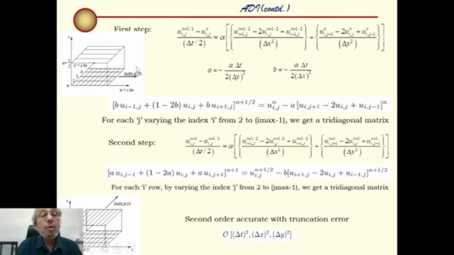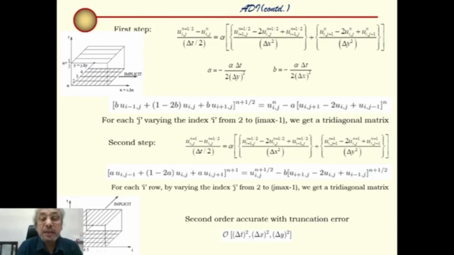So for going from n to n plus half, we made the I direction implicit, and for going from n plus half to n plus 1, we are making the j direction implicit. That is why it is called the alternate direction implicit scheme.